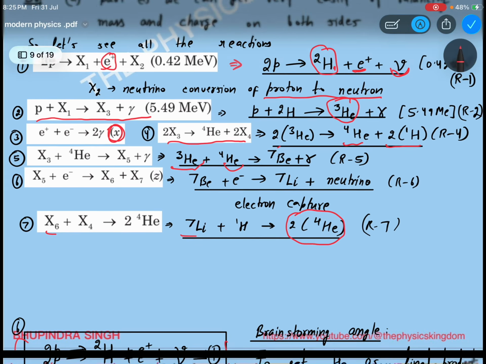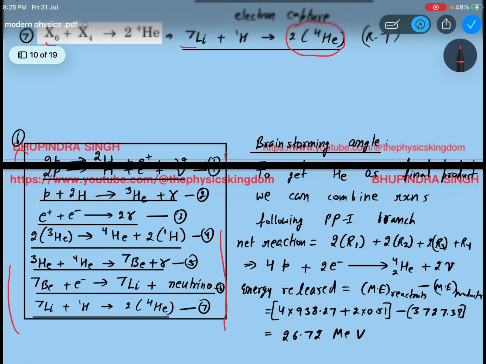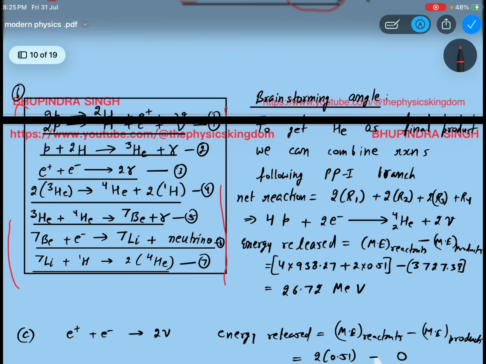So like this also I thought, right? So we have to do brainstorming. Then following the PP1 branch, we can get a net reaction like this, where we can find the final product as helium and 2 neutrinos. So this reaction we can obtain by just thinking differently.